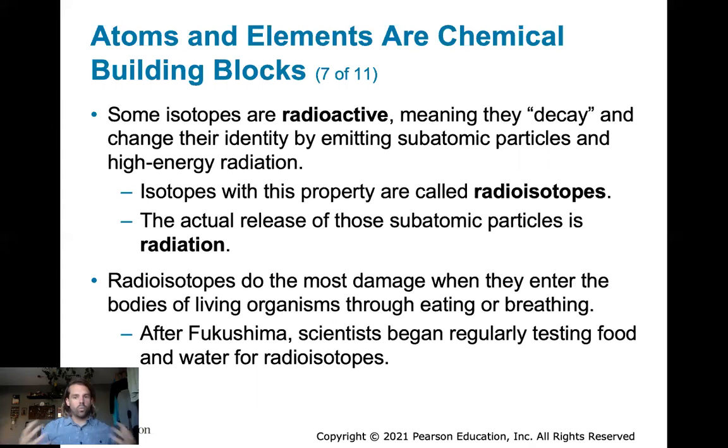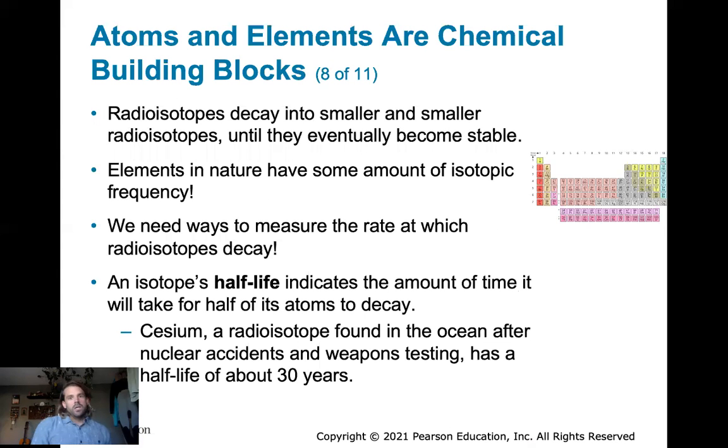So radioisotopes are what do damage when they enter bodies of living organisms like us through eating or breathing, especially when they happen at a high concentration. After Fukushima, scientists began regularly testing food and water for radioisotopes to see how dangerous the environment had become. We just talked about adding one proton, for example, but you can add many more than that, and have many different types of radioisotopes.